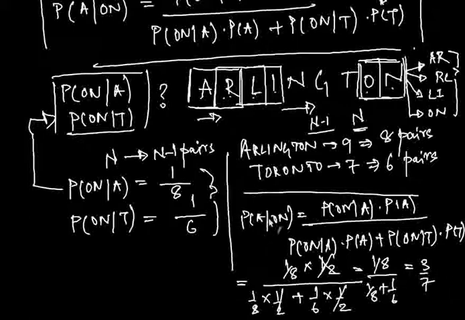So the answer to this question, that the letter came from Arlington, given that the only 2 characters you can see are ON, is 3 by 7.